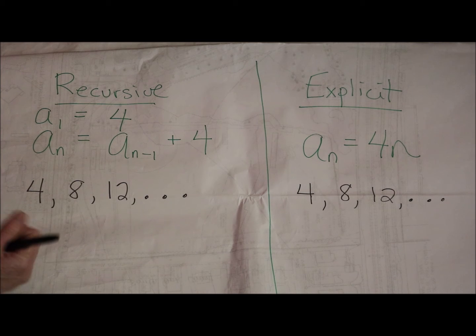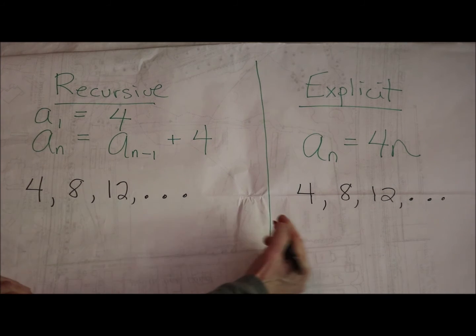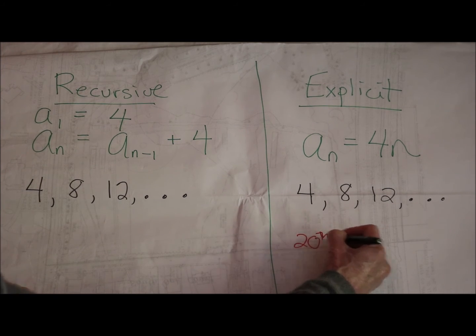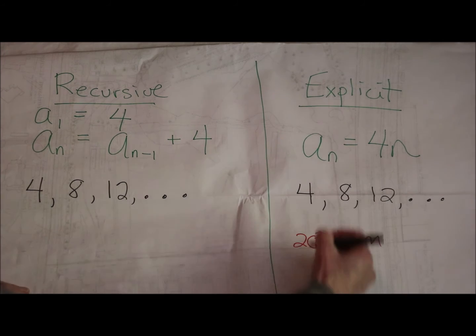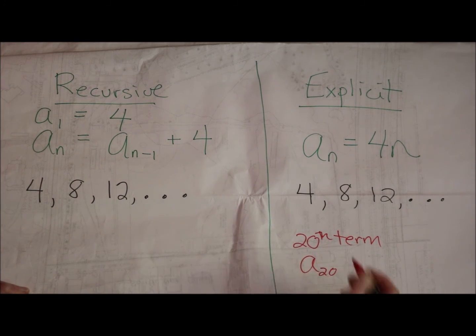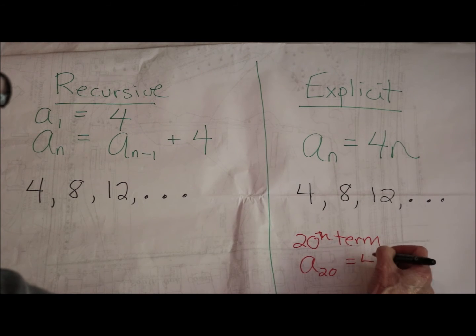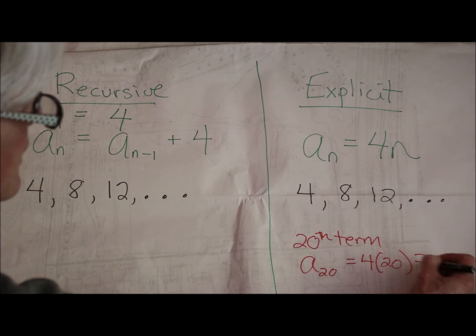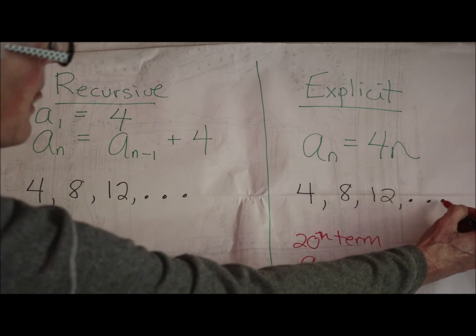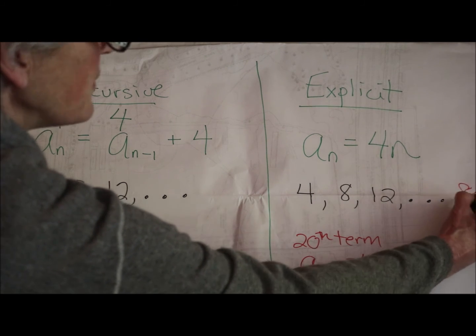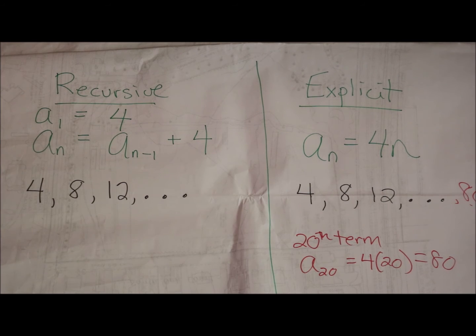One advantage that explicit equations have is I can find any term very easily. Remember at the beginning of the video I asked if I wanted to find the 20th term, well, if I only had a recursive equation, I would need the 19th term, right? But with an explicit equation, I could find the 20th term with ease. Well, the 20th term is just a sub 20. I just replace the n with 20. So I know that if I kept on going, the 20th term would be 80. That would be the 20th term.